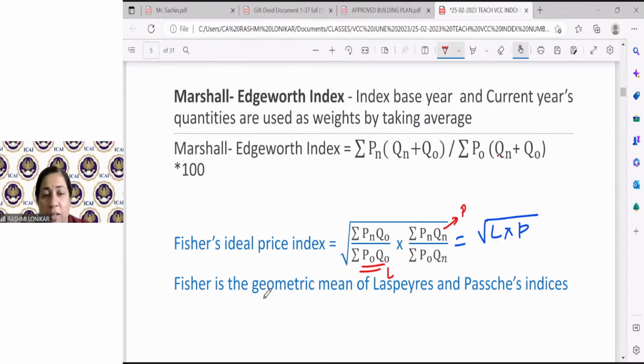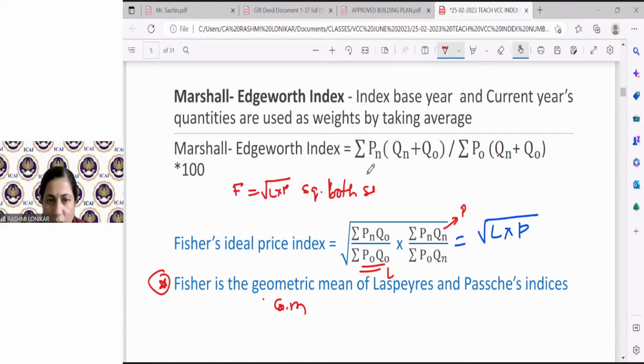So Fisher is a very, very common question. They will give you the option arithmetic mean, geometric mean, some other thing. Okay, so you must remember that it is the geometric mean. You can see from here what is F. F is equal to square root of L into P, or squaring both sides, I get F square is equal to LP. Okay.